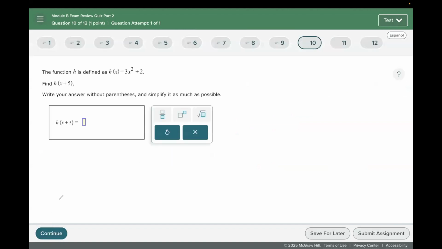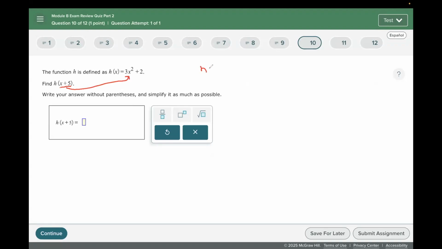All right, this one, function h is defined as 3x squared plus 2. Find h of x plus 5. For these ones, students, I've been getting a lot of questions about them. Think of it as if it just said h of 3, what would you do? Well, you'd plug in 3 for x, and then you'd solve. It's the same kind of principle here, where everywhere we see x in h of x, we're going to replace it with x plus 5.